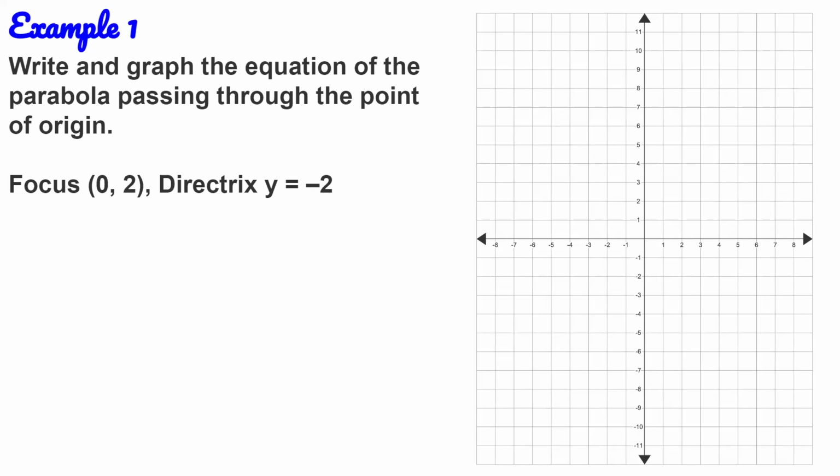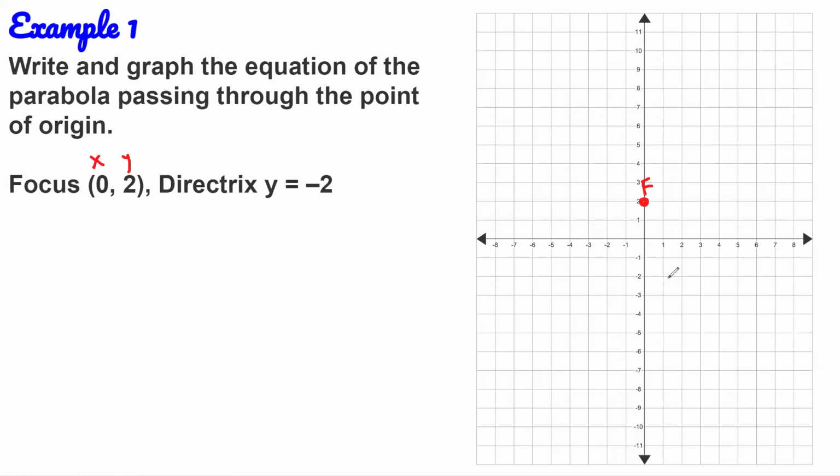All right. So what is happening here? We're going to go ahead and first graph what I have been given. Focus 0, 2. Directrix at y equals -2. So my focus in this case is the point 0, 2. Let's go ahead and graph that point. What does it look like? Well, my x value is 0. My y value is 2. 0, positive 2 is right here. And I'm going to label it as F so that I know that it's my focus.